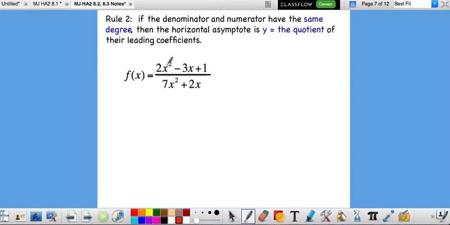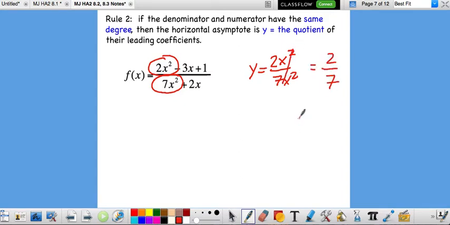If they have the same degree, the horizontal asymptote is the quotient of the leading coefficients. So you'll notice here you have a squared and a squared. Our horizontal asymptote is the simplified form of this, which, since those are the same, they cancel. Our horizontal asymptote here would be y equals 2/7. We'll see some practice with that in a moment.